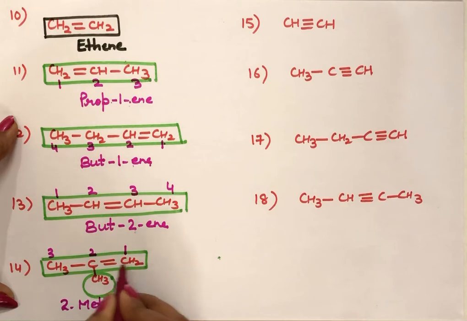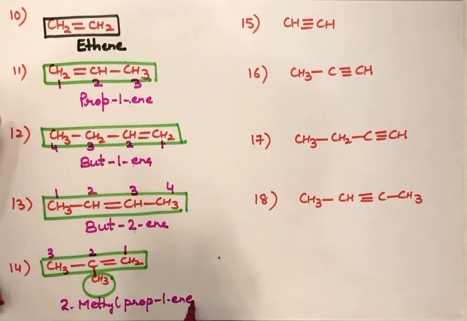Now come to the chain. 3 carbon atoms, we write prop. And then ene, the double bond is with the first carbon atom, so prop-1-ene is the name of this compound. 2-methylprop-1-ene. Remember, first is the substituent, then the chain, then ane or ine. Before the substituent, and before the double or triple bond, there should be the position.